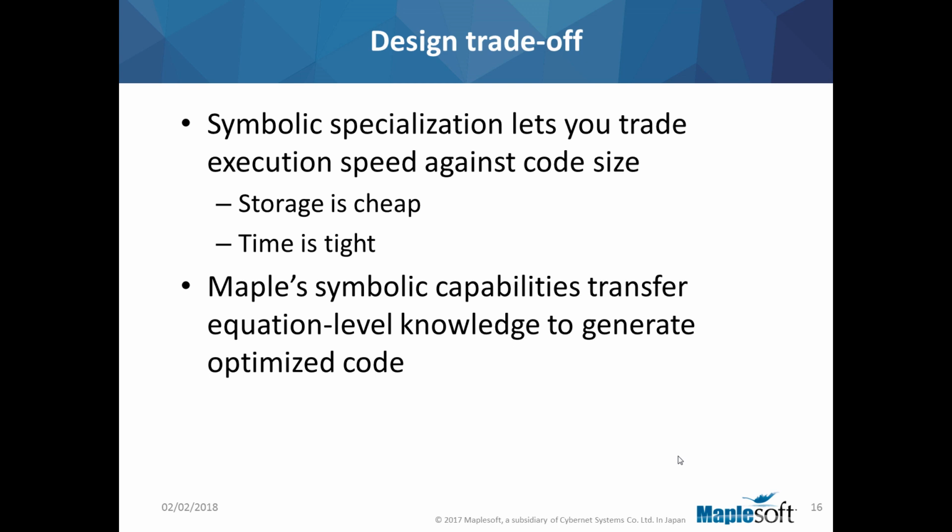And Maple's symbolic capabilities help you transfer that equation-level knowledge that you had when you were originally defining your problem all the way down to generating optimized code. So those steps that you always had to do manually before, you can start automating parts of that, and you can start getting more efficient solutions as a result.